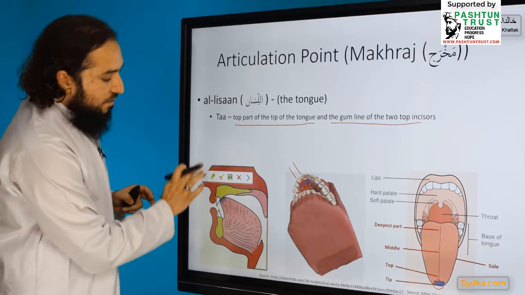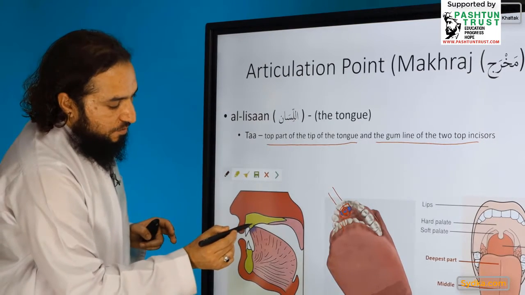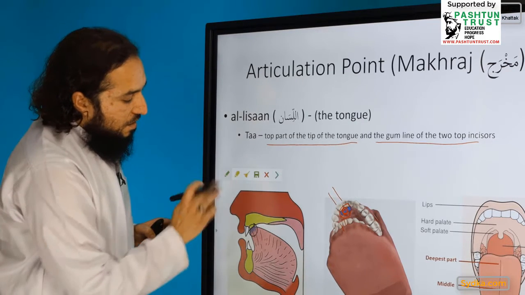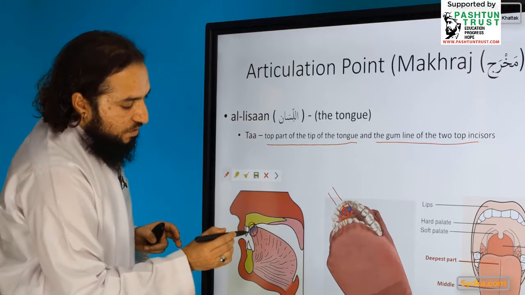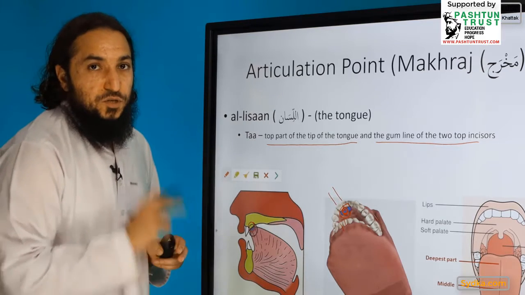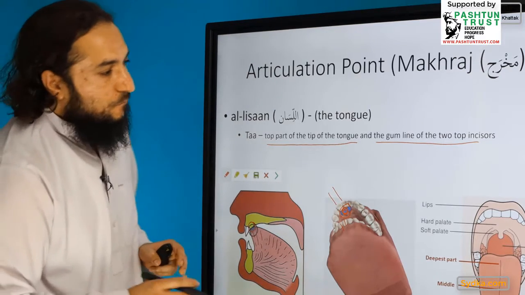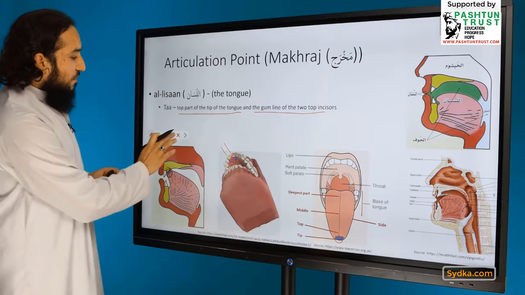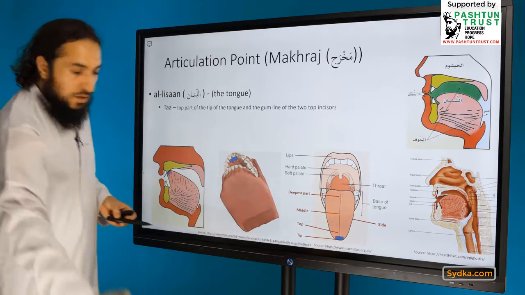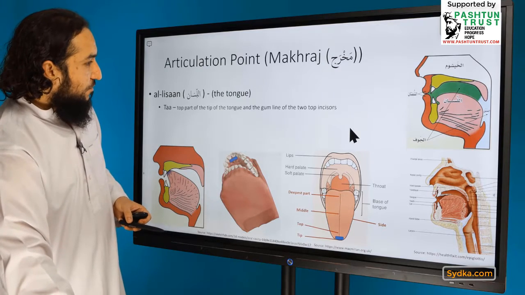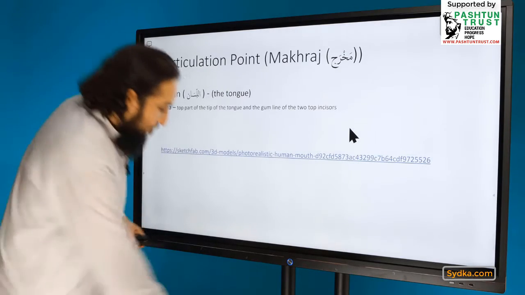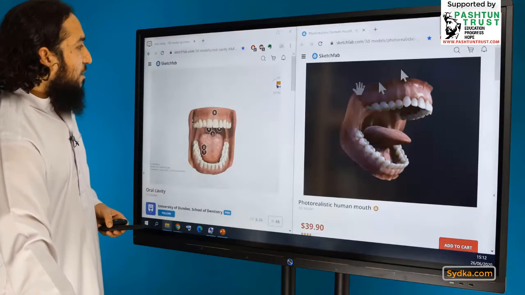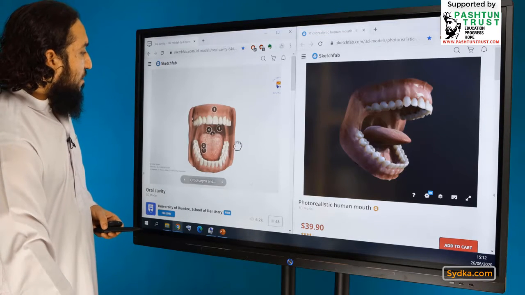Okay, you can see here in this diagram as well. So we use the top part of the tip of the tongue, and we use the gum line of the top two incisors. Okay, let me explain further with the 3D model.